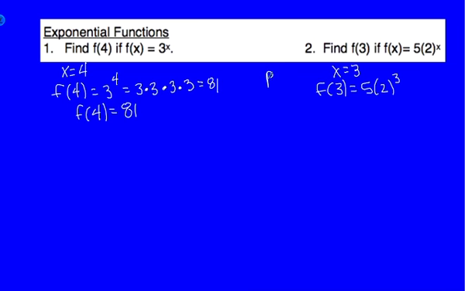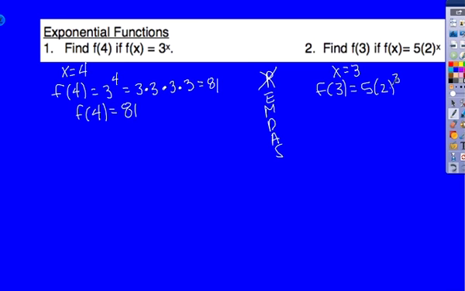So using our order of operations and our PEMDAS, we would start with parentheses. But in the parentheses, the only thing I have is 2, so I can't do anything with that. So then I would deal with my exponents. So I would have 2 to the 3rd. The only thing that's being raised to the 3rd power is that 2. So that means I'm going to do 5, and then I'm going to multiply it by 2 times 2 times 2. So that deals with my exponent.